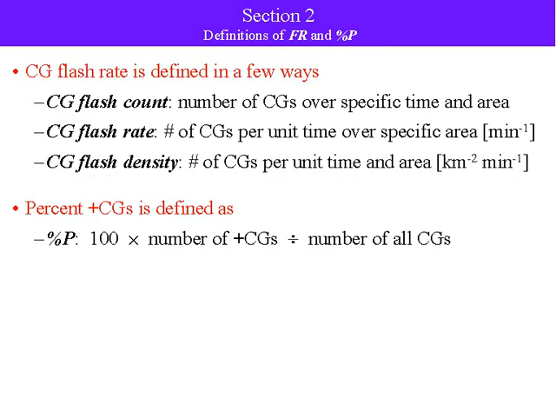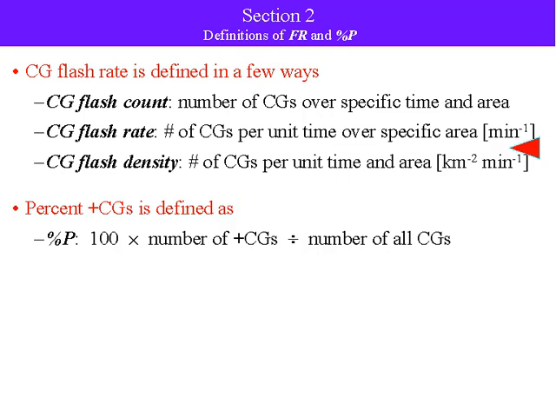The CG flash rate is defined in several different ways. The first is called the CG flash count, and that's simply the number of CGs over a specific time and area. Overall, this is really not all that useful of a parameter. The more useful parameter to me is the CG flash rate, and that's defined as the number of CGs per unit time over a specific area. The unit here would be strikes per minute, or basically strikes per some amount of time, maybe 15 minutes or hour or something like that. And this is a product that you actually do have in AWIPS, and you can pull up and decide whether you want to look at 5-minute flash rate, 15-minute flash rate, hourly flash rate, or whatever.